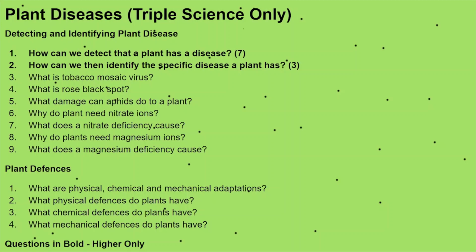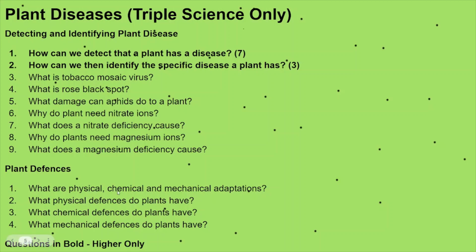Photosynthesis can't happen, and therefore growth is stunted as well. So now we're on to plant defenses. Physical defenses are an adaptation that the plant has actually grown. It's something physical that it actually has.